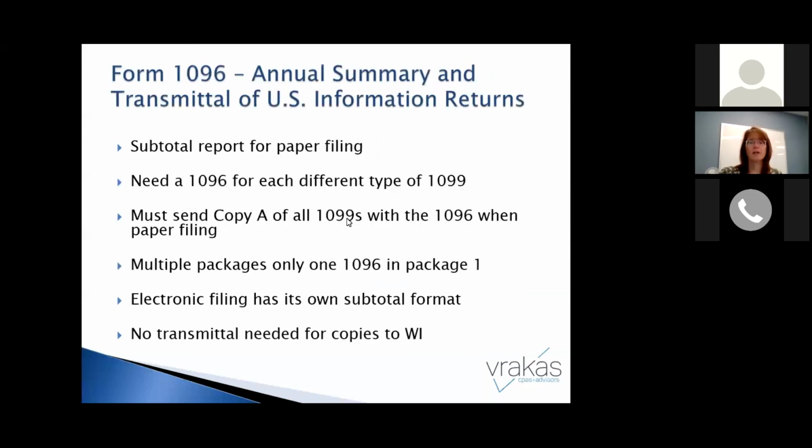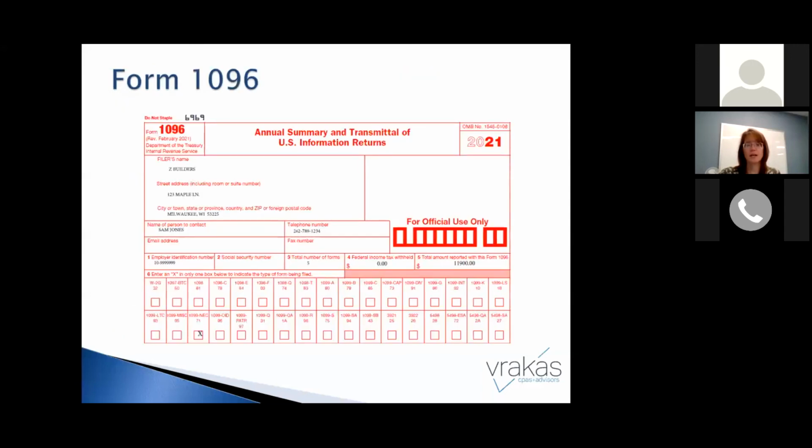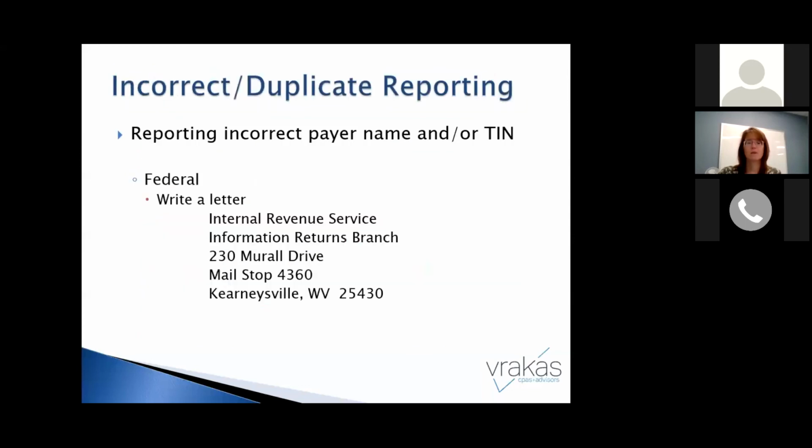And then only if you paper file, a 1096 is required. That is a subtotal form that is issued to the IRS when you paper file only. When you electronically submit the 1099s, it has its own subtotal package. And so this is a 1096, just so that you have a copy of what it looks like.